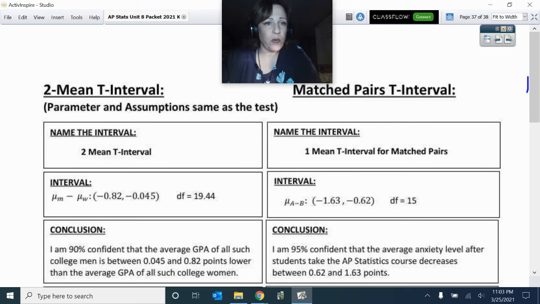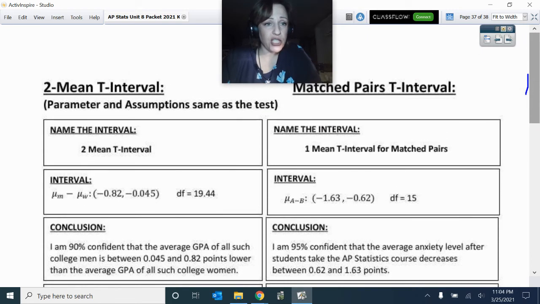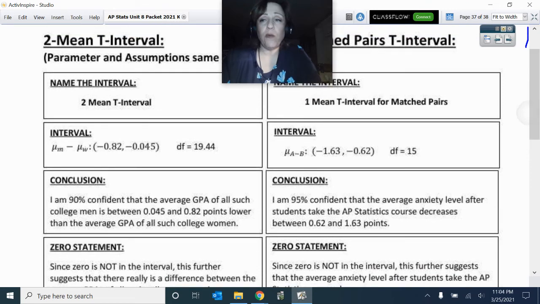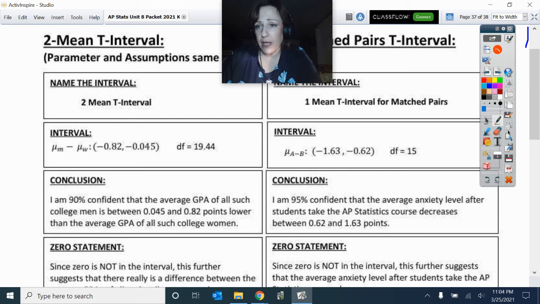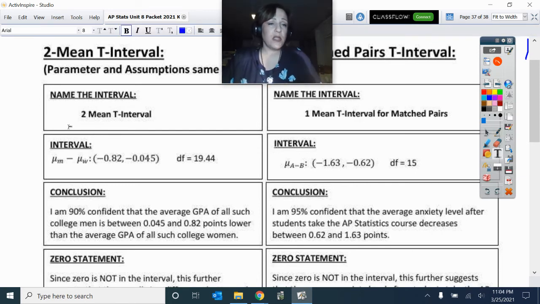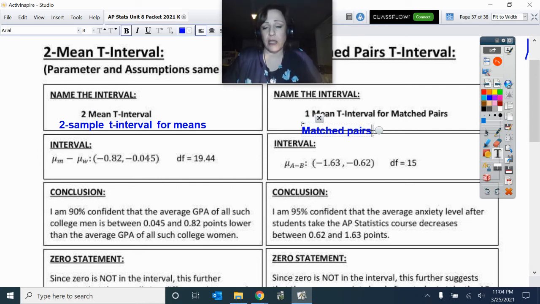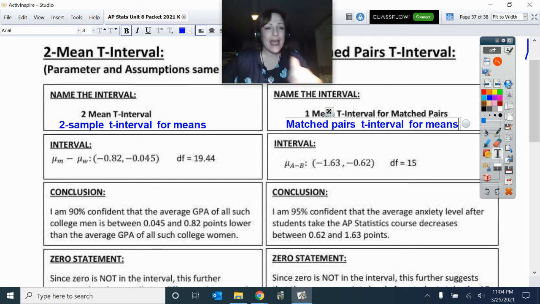But how would this look if we had done an interval? So we know that our parameter and assumptions would have been the same. Let's talk about what we would have called it: a 2-sample T interval for means. Okay. And then over here, it would have been the matched pairs T interval for means. Okay, so there's kind of what I called it this year.